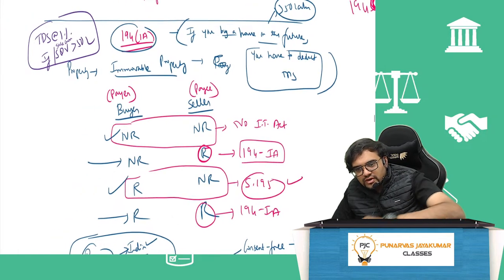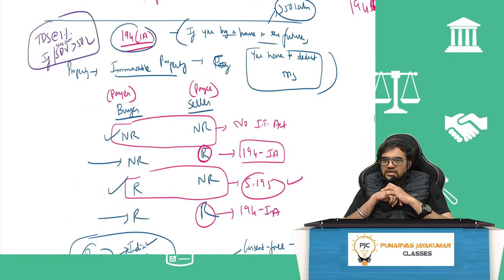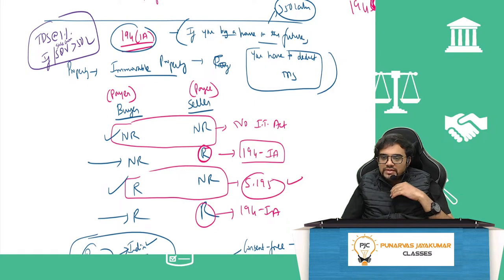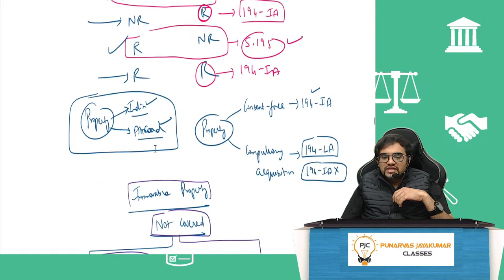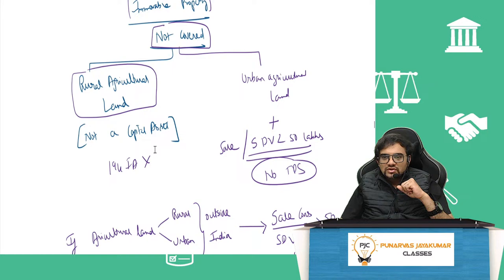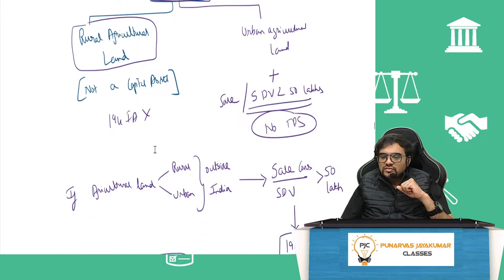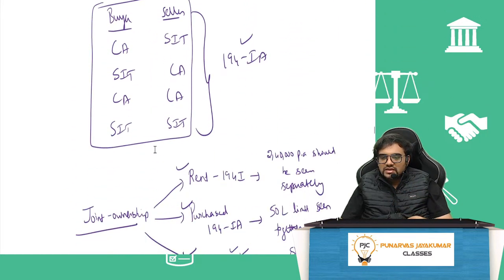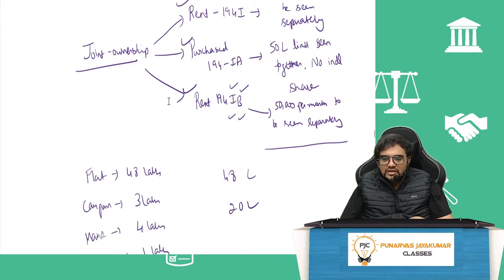Now 194IA is there. That is, if you are buying a house in the future and if it happens to be more than 50 lakh rupees, then you have to deduct TDS. This will be at 1% of either the sale consideration or SDV. And it should be more than 50 lakh rupees. And in immovable property, rural agricultural land is not covered. But urban agricultural land, if it is more than 50 lakh rupees, then it will be covered. 100% it will be covered.